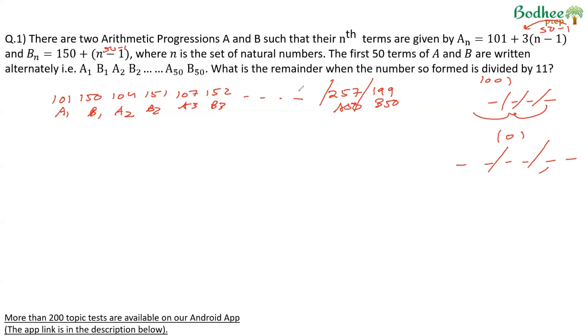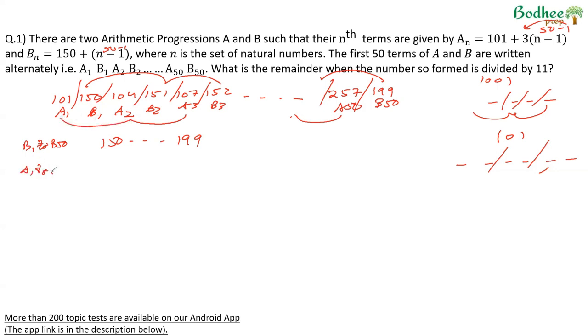By default, what will happen is all A terms and all B terms will be together. That is, if I start from the unit place and I start adding B50, B49, B48 and so on, B3, B2, B1, alternate terms get added. So basically we get the sum from 150 to 199, B1 to B50. Then we look at the alternate terms A50, A49 and so on, A3, A2, A1. So we get the sum from A1 to A50.